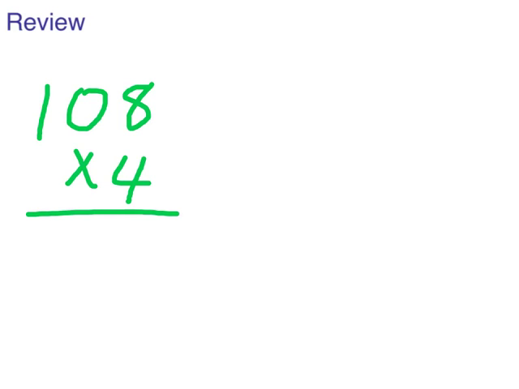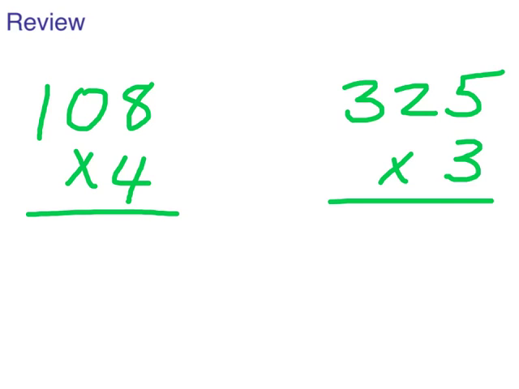So for a review, I'm going to give you 2 multiplication questions to try. We're not going to do them together here. You're going to do them on your own, and then you're going to check with your teacher if you got the right answer. And that is the green light that you will need to move on to the practice section of this lesson. So first try 108 times 4. And then try 325 times 3. Once you have your answers, check with your teacher if you are correct.